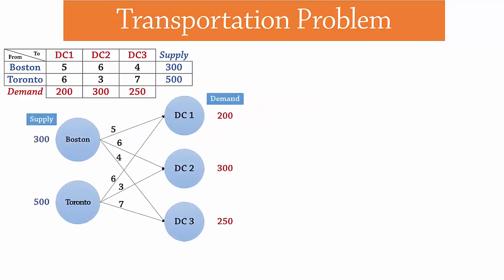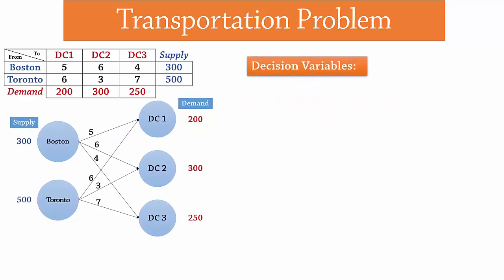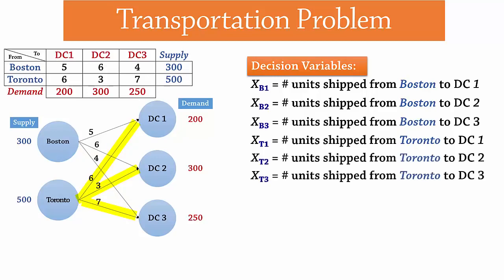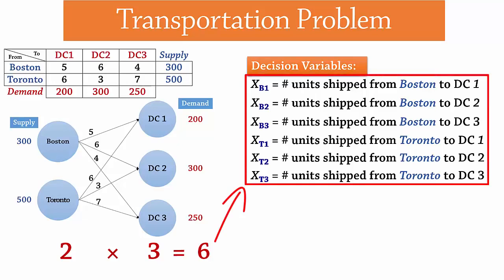Now let's define the decision variables for this LP model. Let XB1 equal the number of units shipped from Boston to DC1, then XB2 from Boston to DC2, and XB3 to DC3. Similarly for Toronto, we can use XT1, XT2, and XT3. The number of decision variables is simply the number of origins multiplied by the number of destinations. In this case, 2 times 3, which equals 6 decision variables.